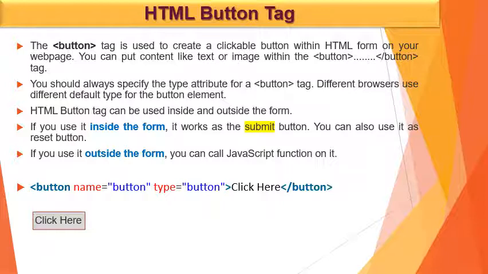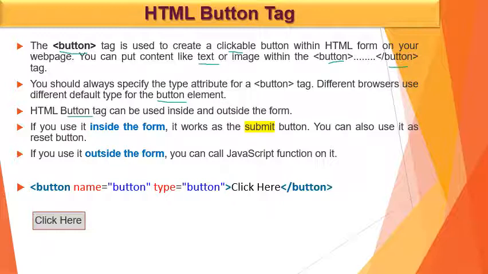We have already seen the submit button. Like this, the button tag is used to create a clickable button within the HTML form on your web page. And you can put content like text or image within the button and end button tag. So you should always specify the type attribute for a button tag, because different browsers use different default types for the button element.